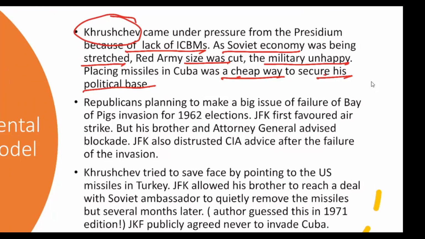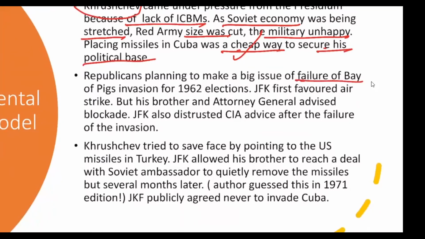There were internal problems, and this is what he did. The cheap way. And then take America's case. Republicans were planning to make a big issue of the failure of the Bay of Pigs invasion. JFK first favored an airstrike, but his brother, the Attorney General, advised a blockade. JFK also distrusted the CIA's advice after the failure of the invasion. So Kennedy was also subjected to different political pressures, different advices.